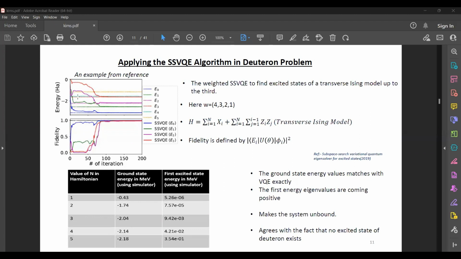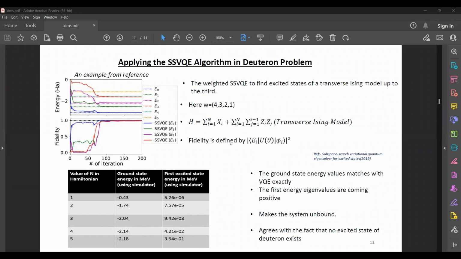On this plot, you see the dotted lines are the reference values, and the bold lines or curves are the simulated graphs. After a certain number of iterations, the bold lines converge with the dotted lines, which means that each of the orthonormal states which you have chosen as input are finally mapping to the output orthonormal states, which are nothing but our energy eigenvectors. And they have also plotted fidelity. Fidelity is a measure of how close one quantum state is to another.